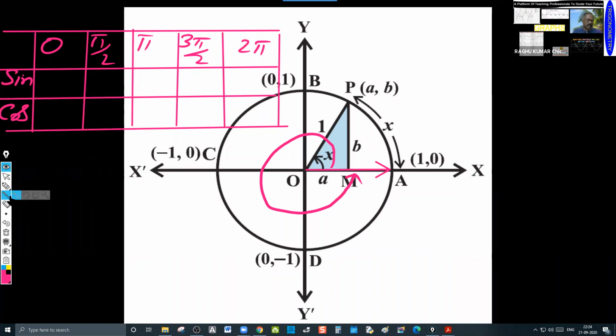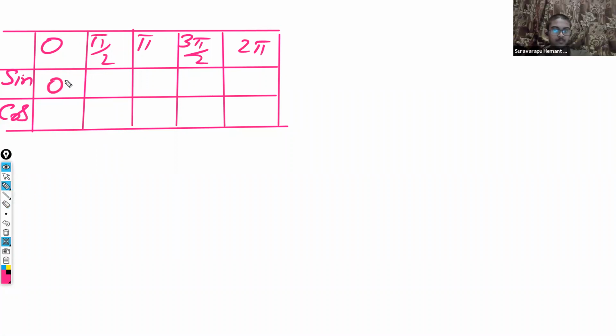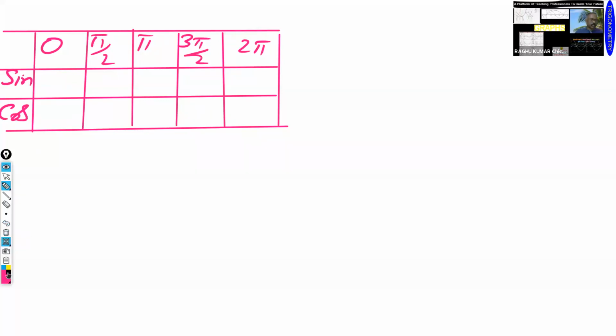I'm just erasing this. And I'm just checking your memory now. Come on, tell me. Sine 0, please. Both of you can respond. 0. Cos 0. 1. Yes, that's good. Sine 0 is 0. Cos 0 is 1.